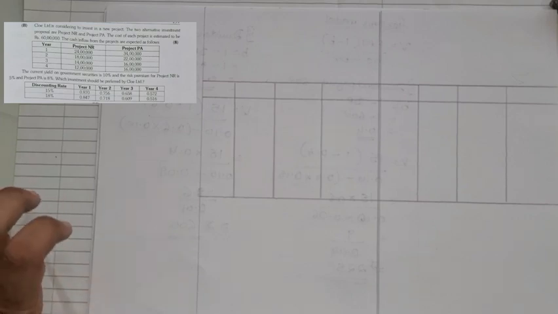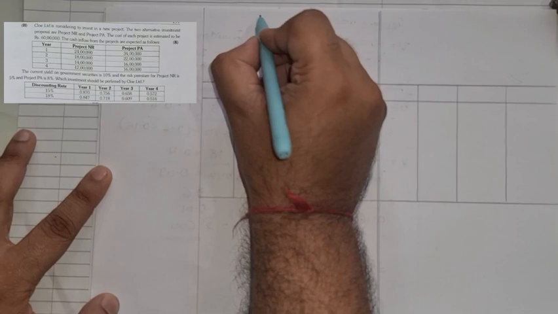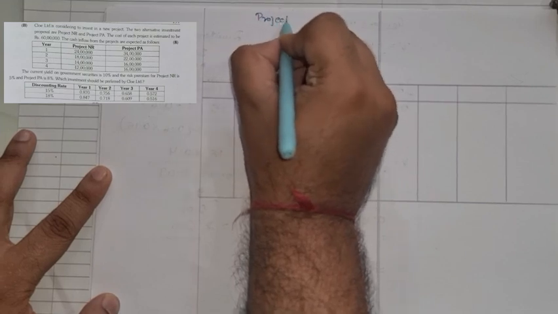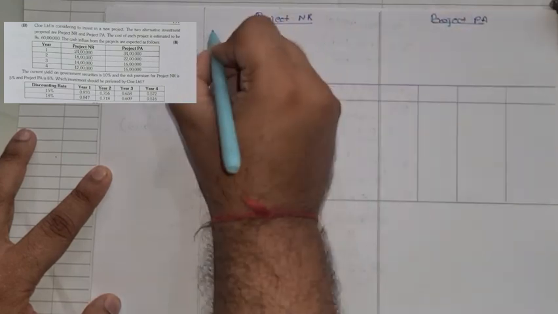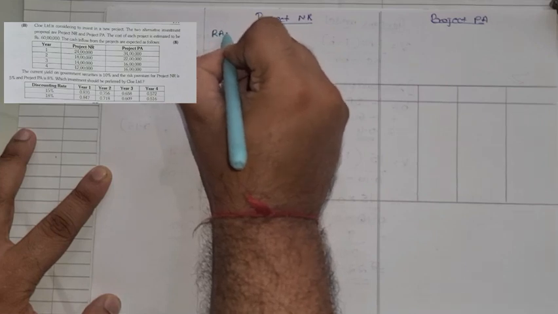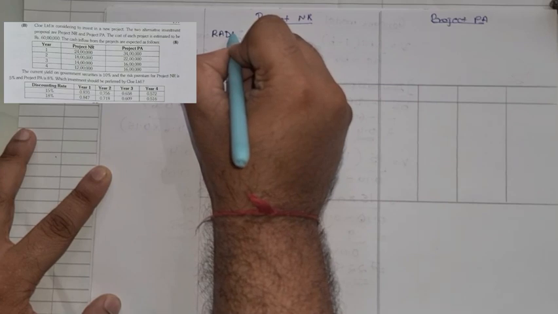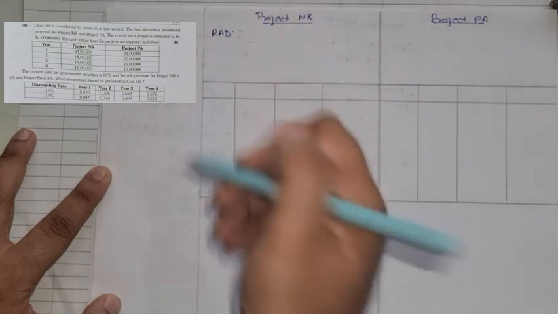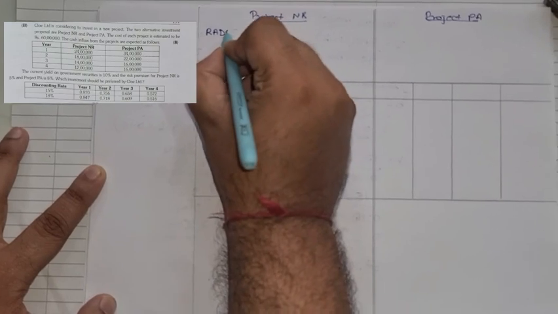Now, whenever they are giving you the risk premium and the yield, first thing always, now there are two projects here. So the first project I'm noting as Project NR, and the second one is Project PA. The very first thing you need to find is the RADR, or risk adjusted discount rate.